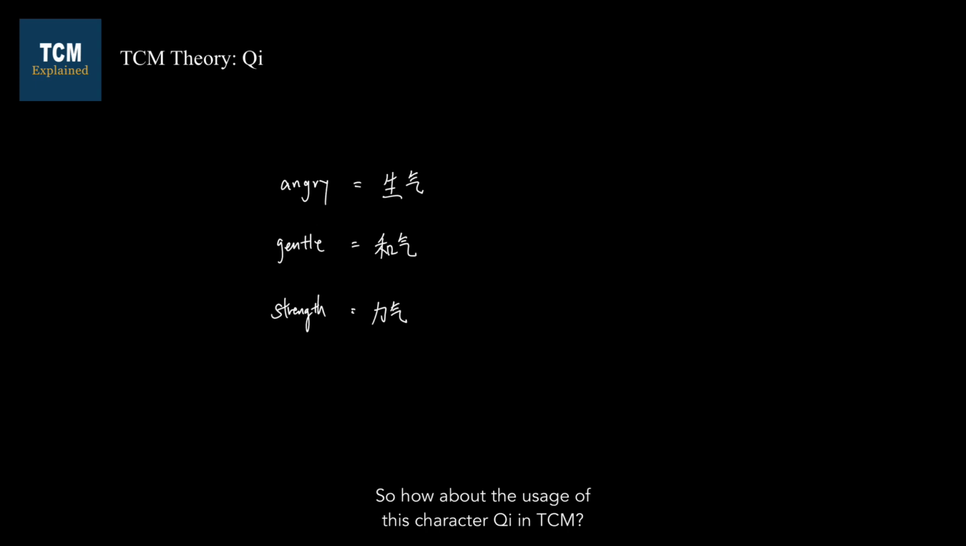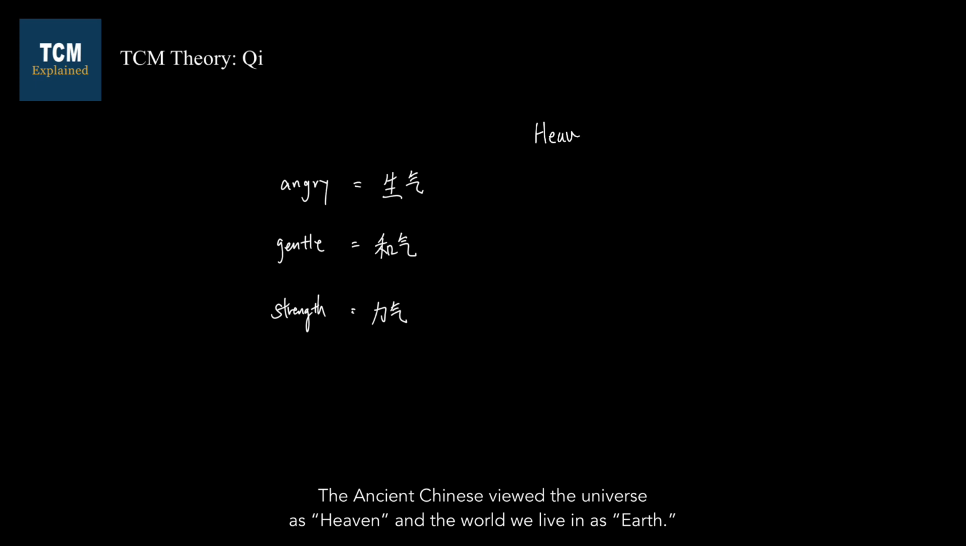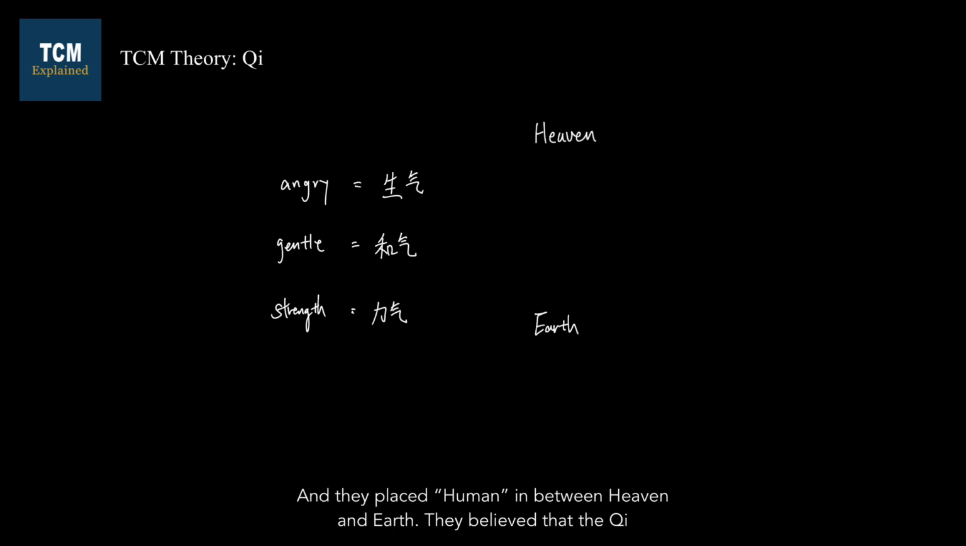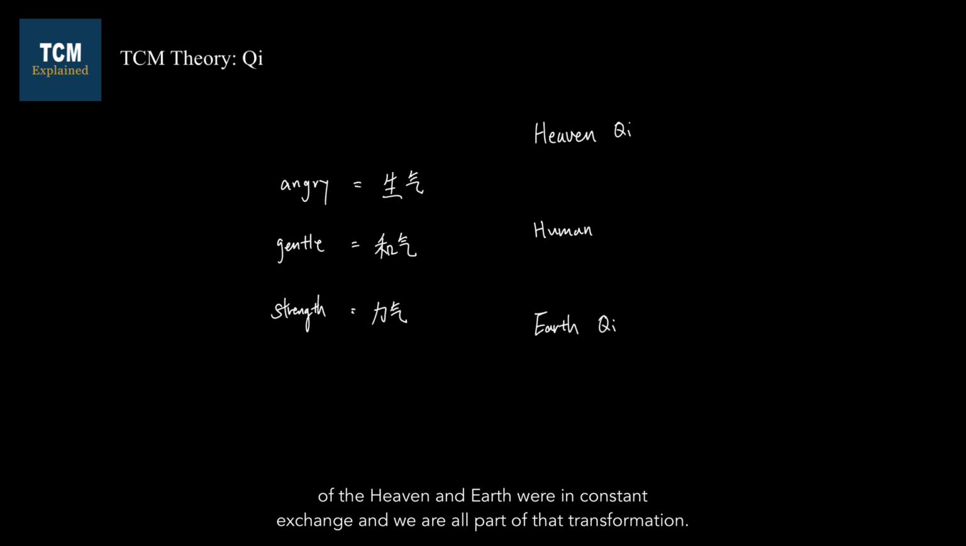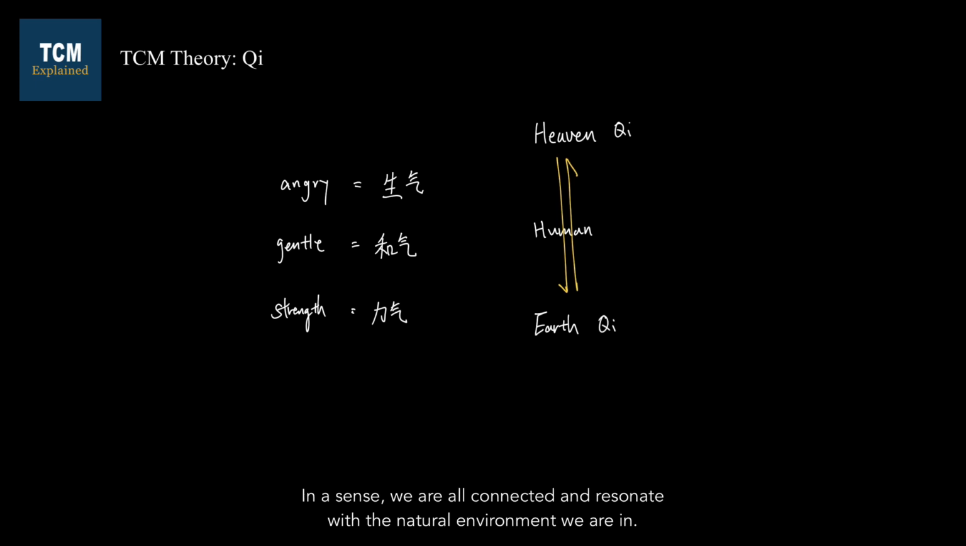So how about the usage of this character Qi in TCM? The ancient Chinese viewed the universe as heaven and the world we live in as earth, and they placed human in between heaven and earth. They believed that the Qi of the heaven and earth were in constant exchange, and we are all part of that transformation. In a sense, we are all connected and resonate with the natural environment we are in. We are just one Qi in different forms.